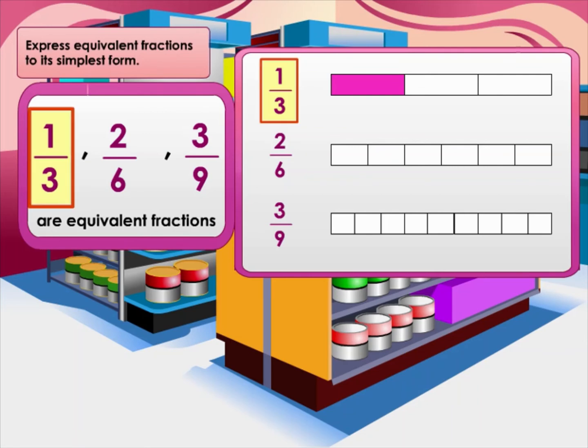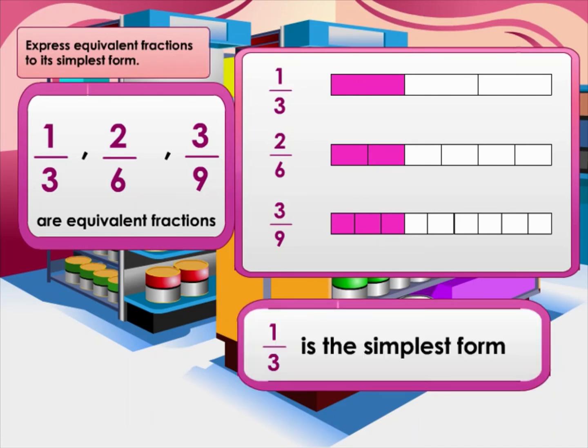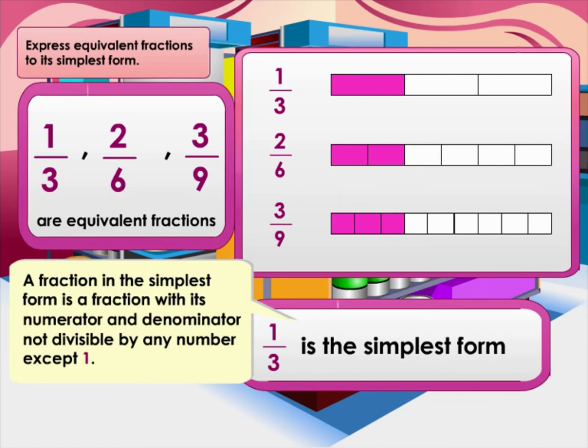1 over 3, 2 over 6, and 3 over 9 are equivalent fractions. 1 over 3 is the simplest form. 1 is the numerator, 3 is the denominator. Both are not divisible by any number except 1.